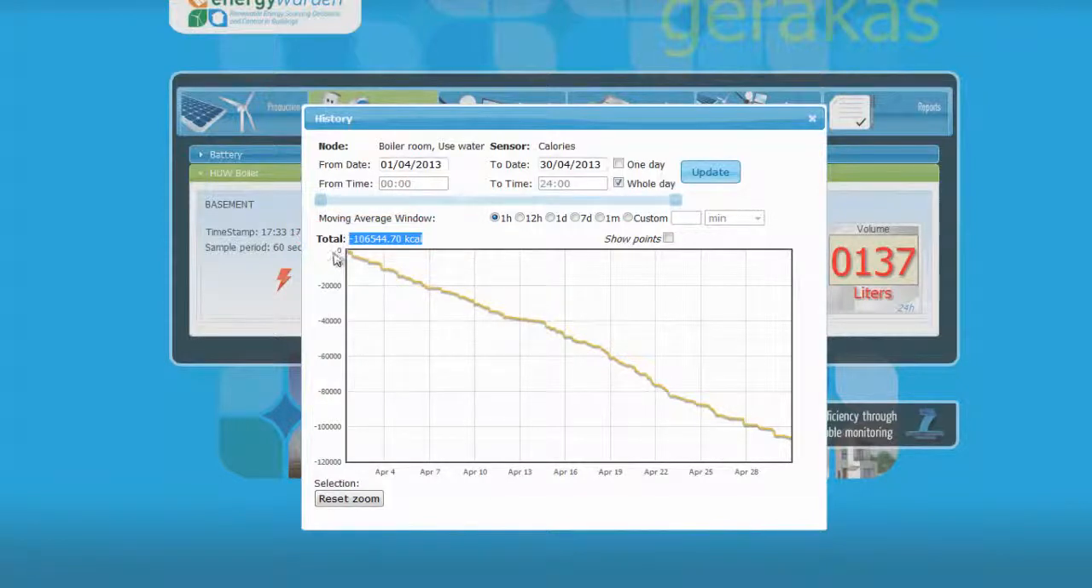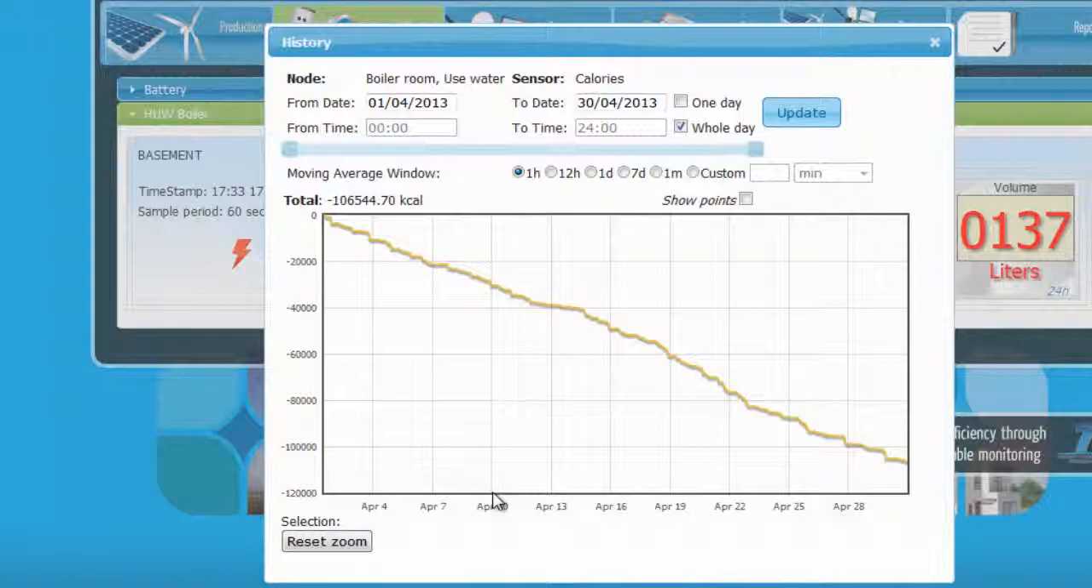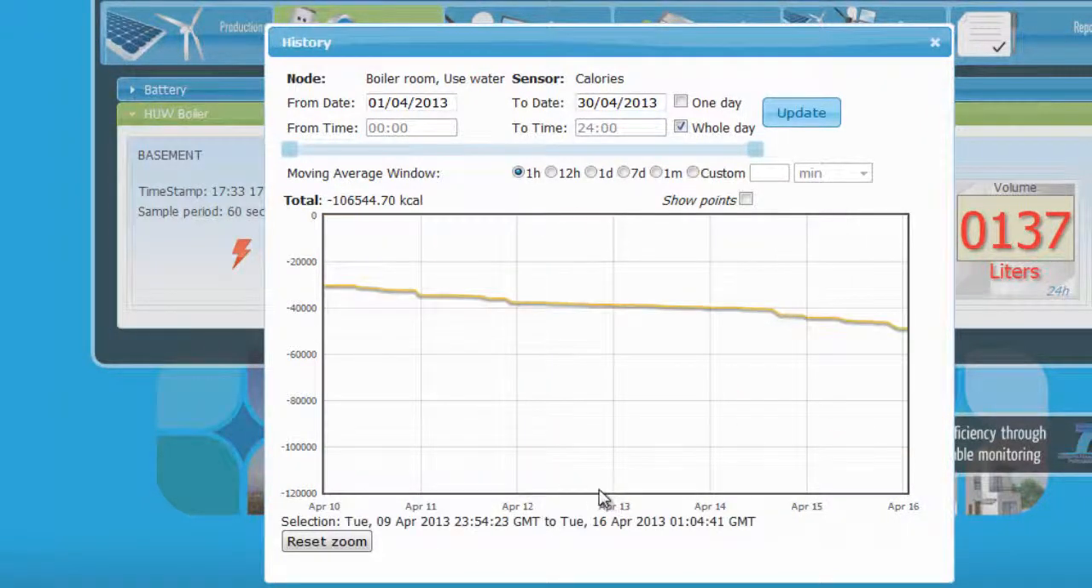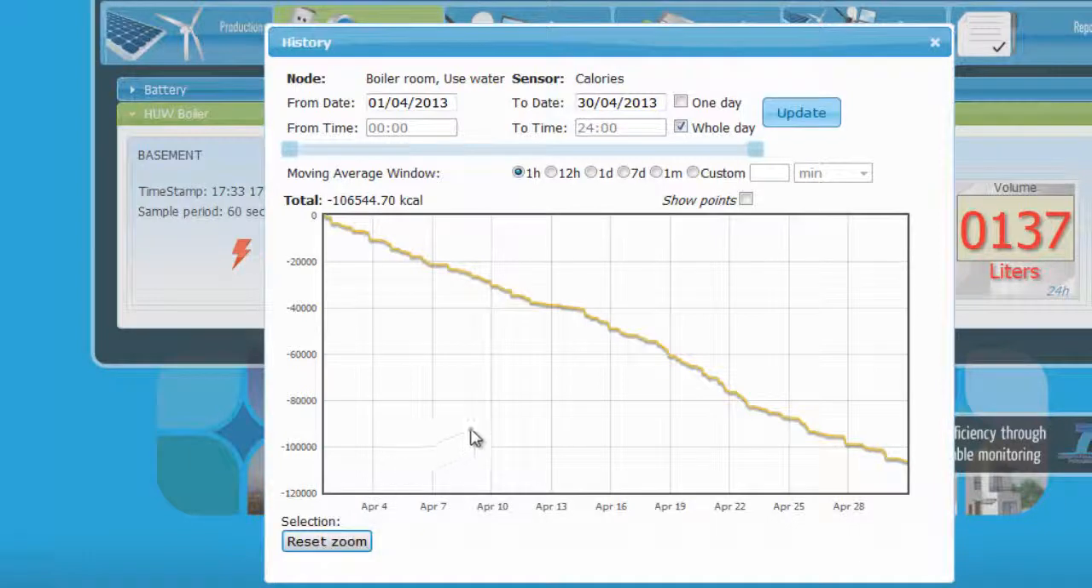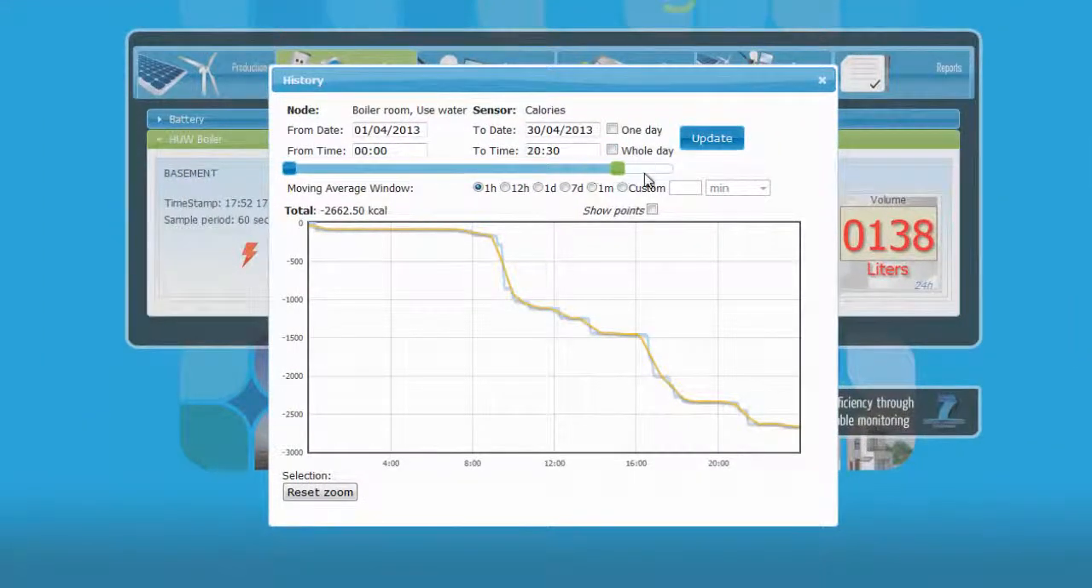If we now wish to zoom in on a specific period of this month, we can do this by selecting it on the horizontal axis. For example, let's look at the period from 10 to 16 of April. The new graph shows energy consumed over this new period. By clicking on Reset Zoom, one may return to the initial period, a month, in our case. If whole day is deselected, then the slide bar can be used to restrict to specific hours of the day.